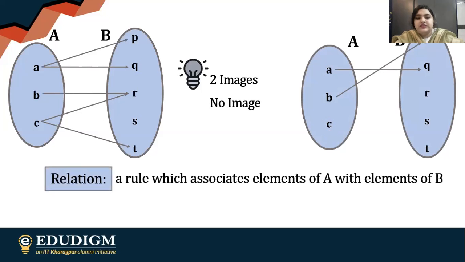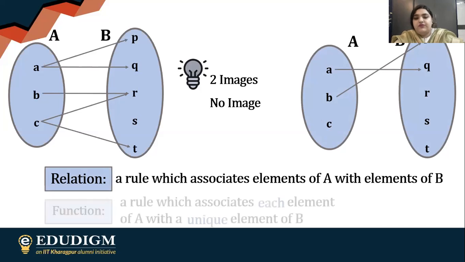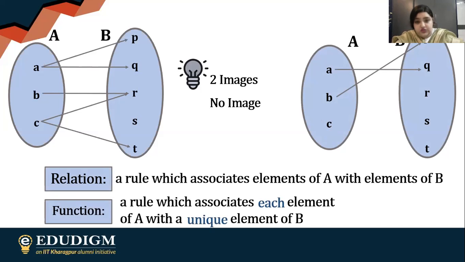So previously we said that a relation is a rule that associates each element of A with elements of B, but for a function you have different restrictions. It has to associate each and every element of A with a unique element of B. So this is very important that you understand this particular criteria.